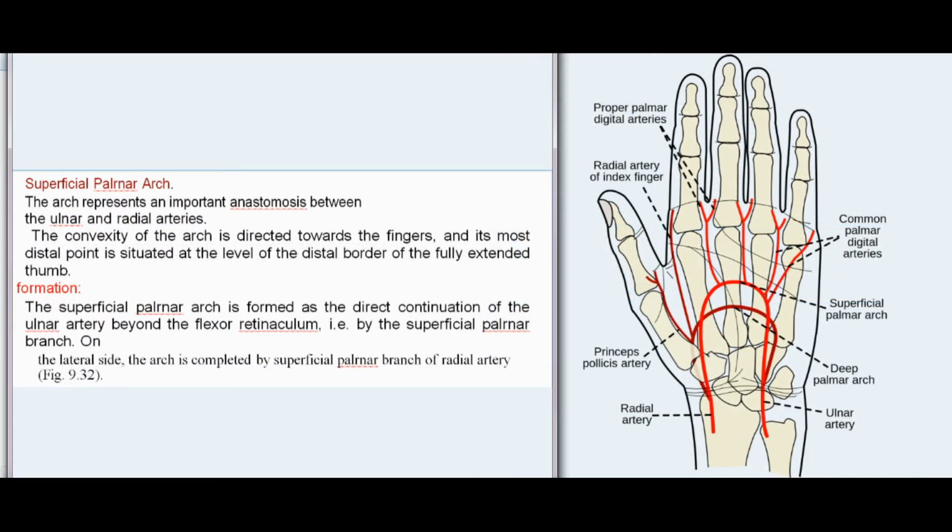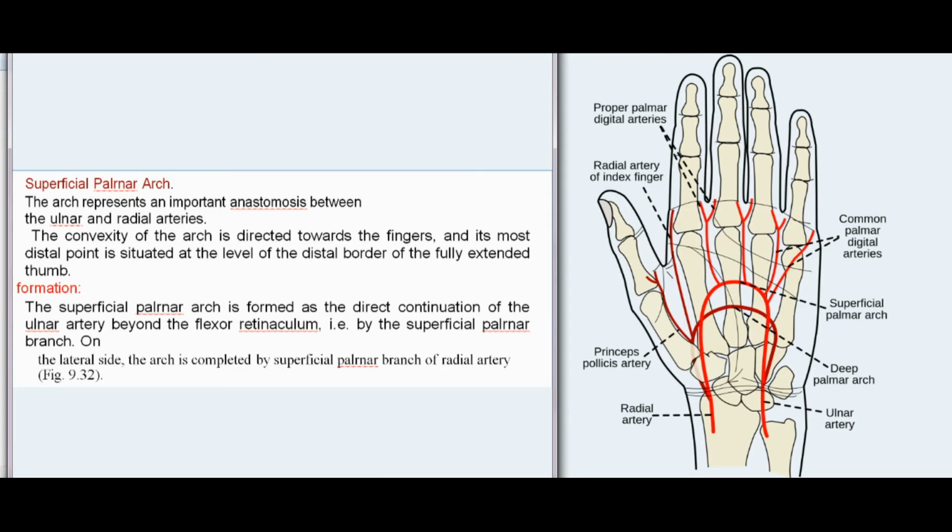Superficial palmar arch. The arch represents an important anastomosis between the ulnar and radial arteries. The convexity of the arch is directed towards the fingers, and its most distal point is situated at the level of the distal border of the fully extended thumb. Formation. The superficial palmar arch is formed as the direct continuation of the ulnar artery beyond the flexor retinaculum, i.e. by the superficial palmar branch. On the lateral side, the arch is completed by superficial palmar branch of radial artery, Fig 9.32.